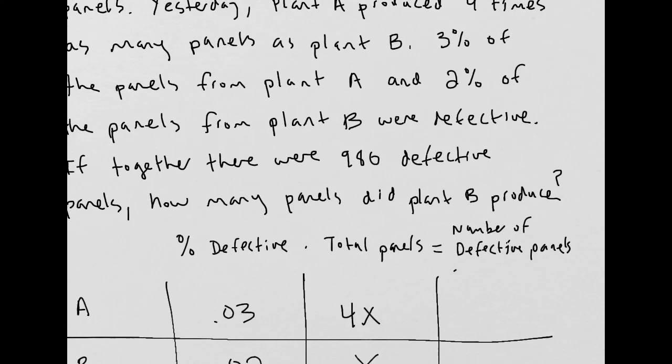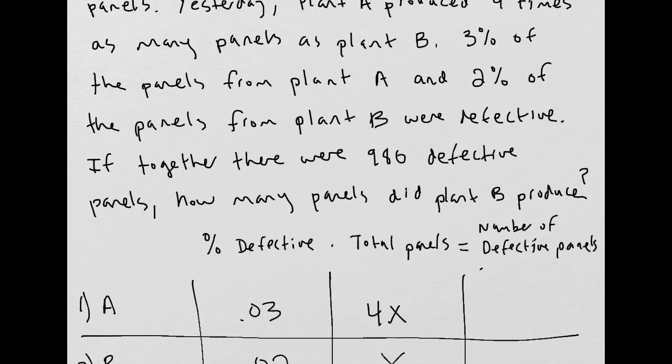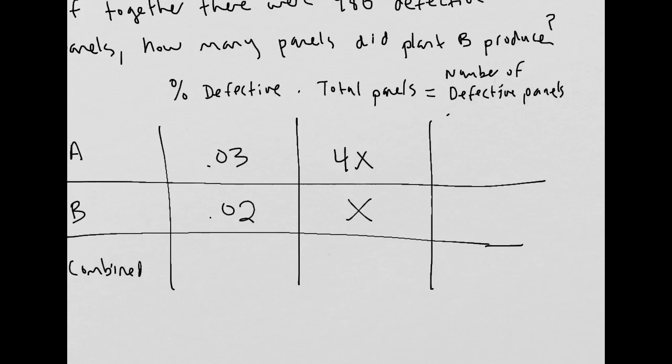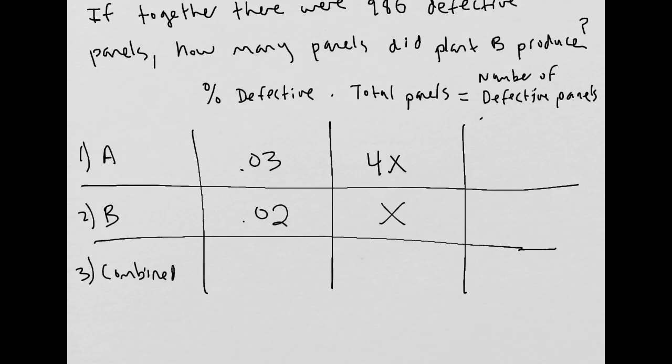They give us one other piece of information in here. They tell me that together, 980 defective panels were produced. So where would that go? Well, it's going to go in my defective panel column, but it's going to go in my combined row. So I know that 980 defective panels were produced.